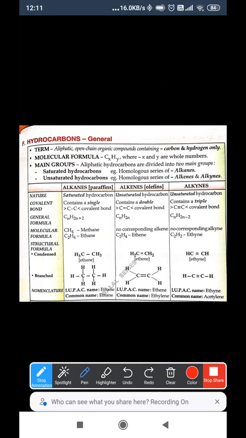Hydrocarbon is, in short, an organic compound which contains carbon and hydrogen. The organic compound which contains carbon and hydrogen is called a hydrocarbon. You can't write aliphatic because aliphatic means straight chain compound. But we can draw a branched or ring compound as well, a ring compound containing hydrogen and carbon.